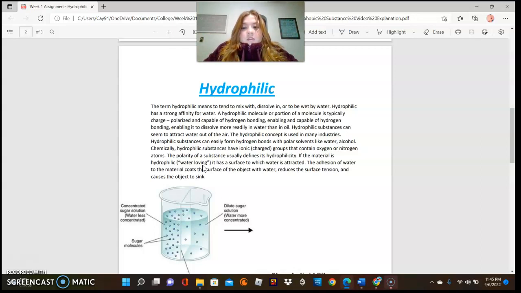The polarity of a substance usually defines its hydrophilicity. If the material is hydrophilic, water-loving, it has a surface to which water is attracted. The adhesion of water to the material coats the surface of this object with water, reduces the surface tension, and causes the object to sink.